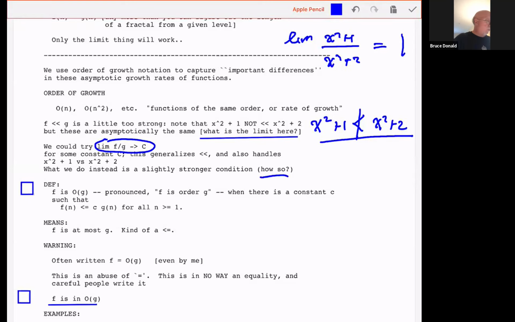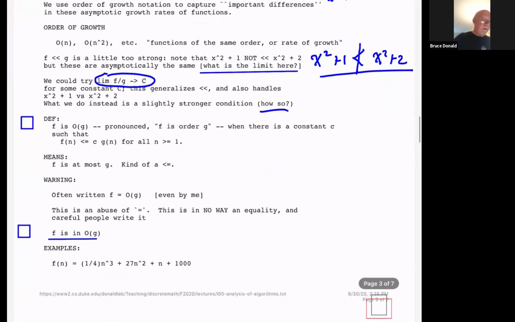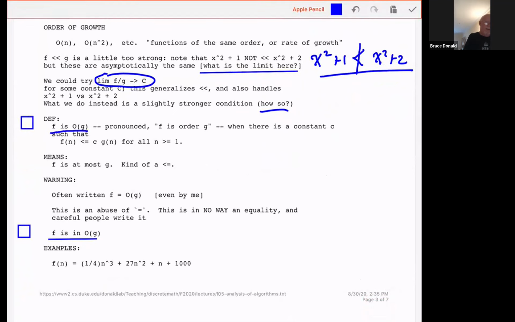And this is our definition of order notation that we'll use in this class. It's the same one you might see in other classes as well. So basically in this definition, I want to say that f is order g when there's some constant c such that f of n is less than or equal to the constant times g of n for all n greater than or equal to 1. Conceptually, this means that f is at most g. It's kind of like a less than or equal to relationship.